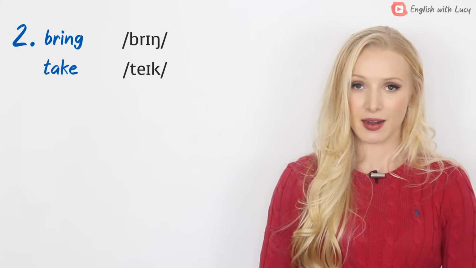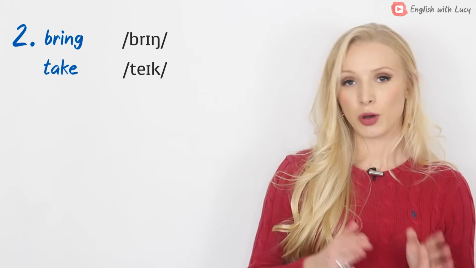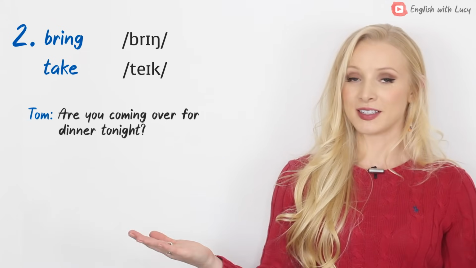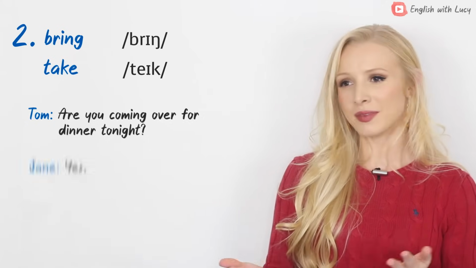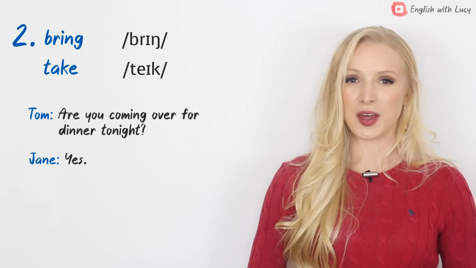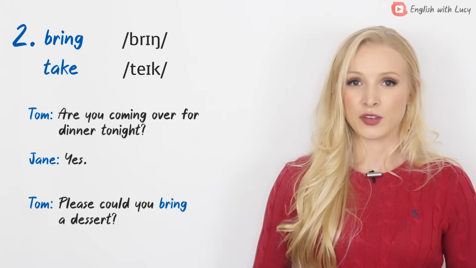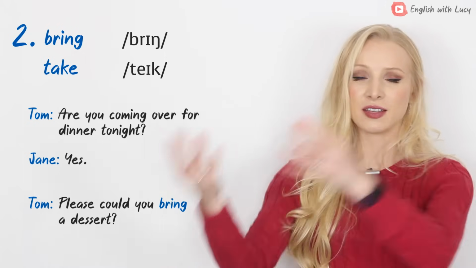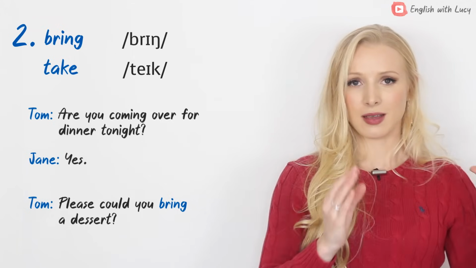Another dialogue, again from Tom's point of view. Tom asks Jane, "Are you coming over for dinner tonight?" And Jane responds with, "Yes." Jane doesn't talk much, does she? Tom then responds with, "Please could you bring a dessert?" So Jane will carry a dessert from where she is to where Tom is in his house.